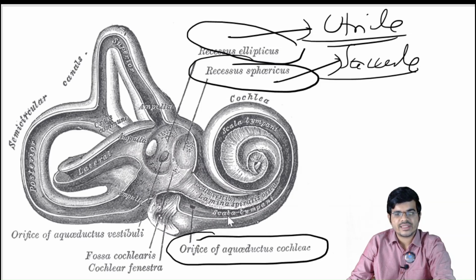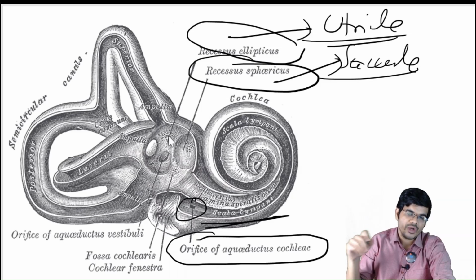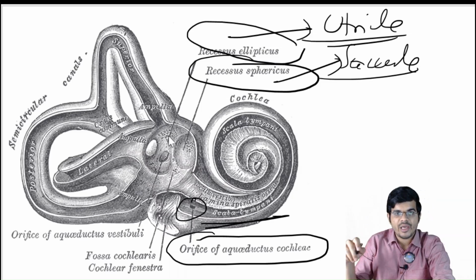It is seen in the scala tympani. Okay, it is seen within the scala tympani, and the scala tympani and scala vestibuli are seen as a part of bony labyrinth, and the scala media or the cochlear duct is a part of the membranous labyrinth. Okay, and along with the utricle in the recessus ellipticus you have an orifice of aqueduct of vestibuli here.